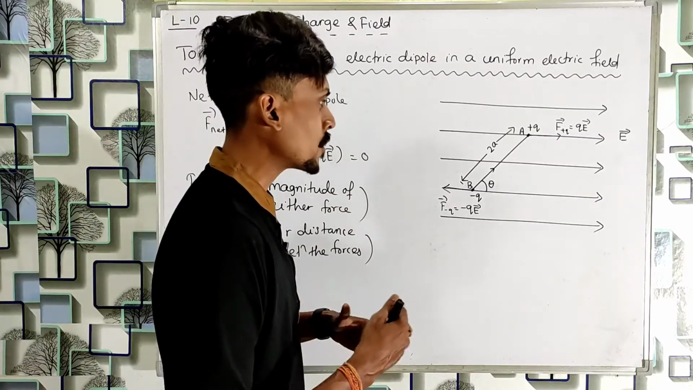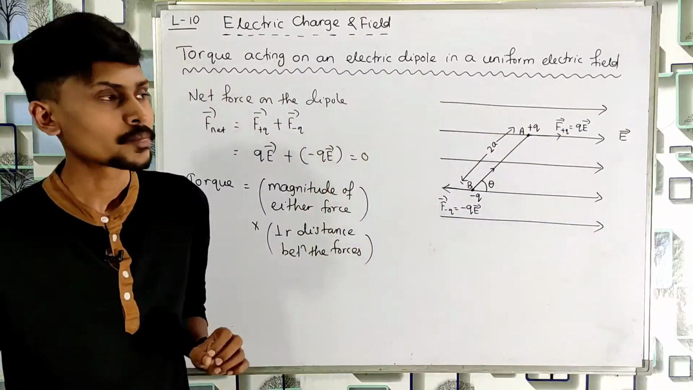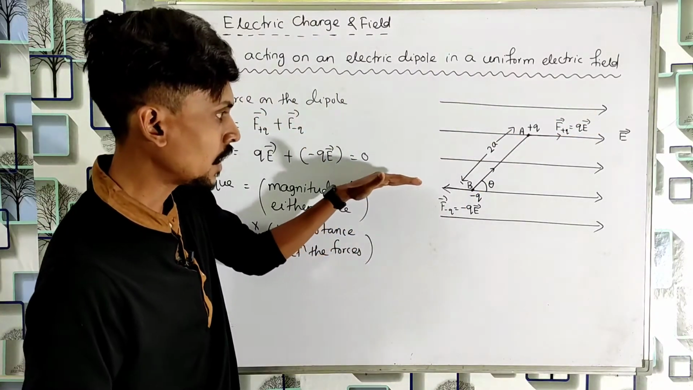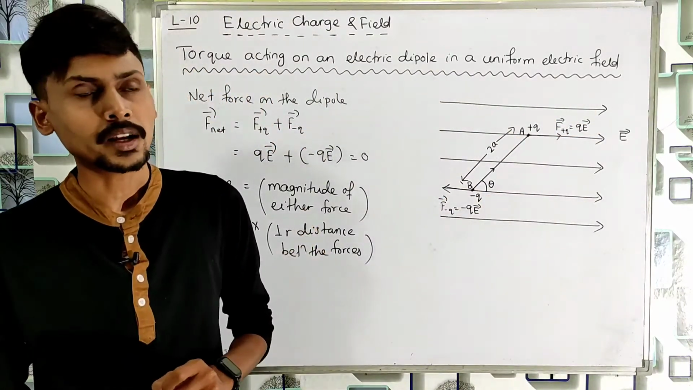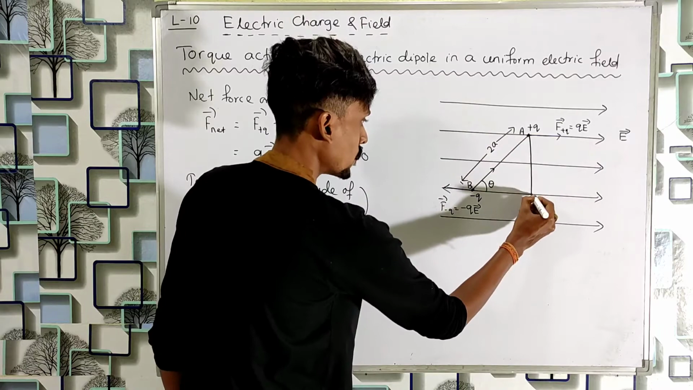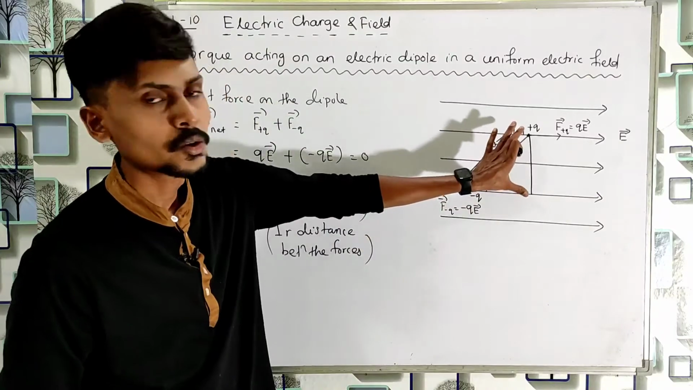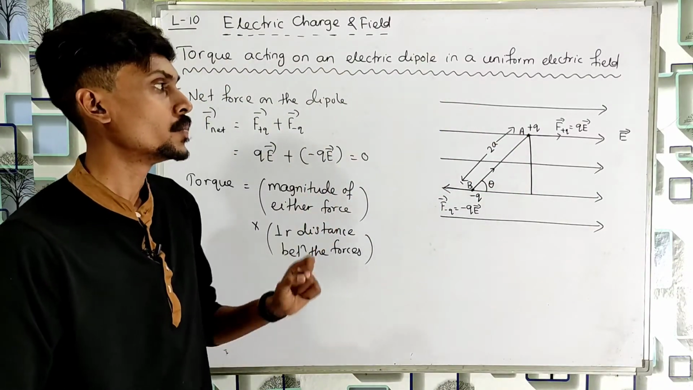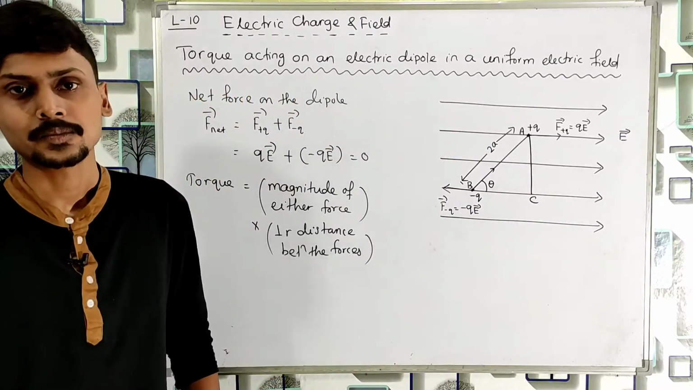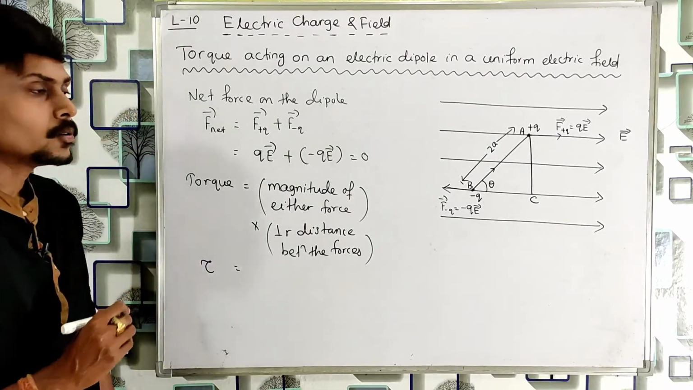So the question is, what is the perpendicular distance between these two forces in this diagram? F plus Q is acting along this line, F minus Q is acting along this line. The perpendicular distance between these two forces will be this one. Draw a perpendicular from this point A onto this line. This one will be the perpendicular distance between the two forces, means AC is the perpendicular distance. Is that clear?